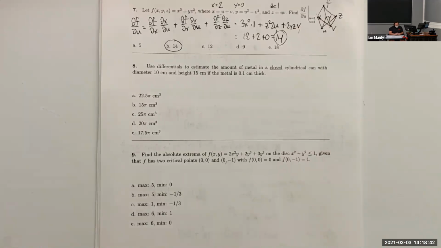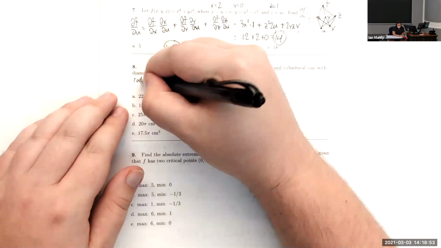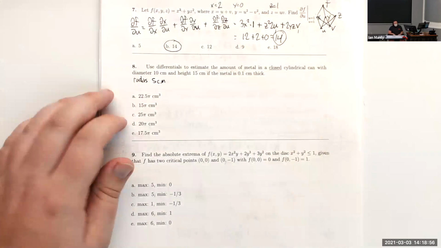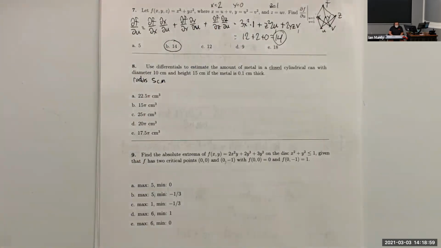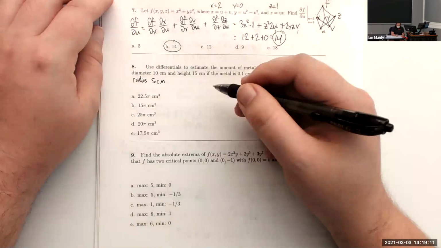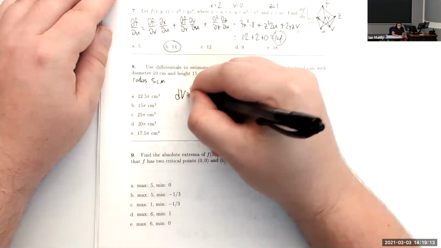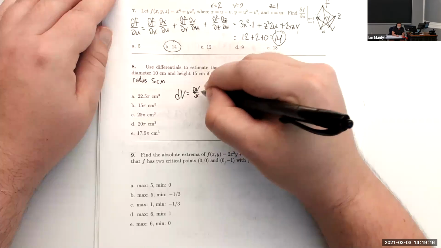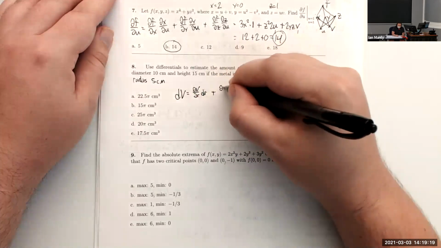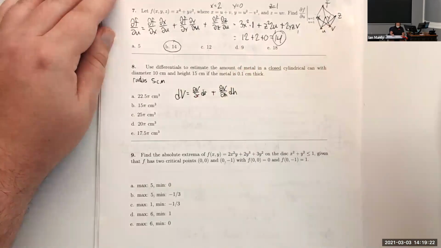Anyways, let's go ahead and go on to number 8 here. Use differentials to estimate the amount of metal in a closed cylindrical can with diameter 10 centimeters, AKA radius 5 centimeters. That's really what we're going to use. And a height 15 centimeters, if the metal is 0.1 centimeters thick. All right, so this is going to be a problem that involves differentials. So dV is going to be partial V partial R dr, and then partial V partial H dH.